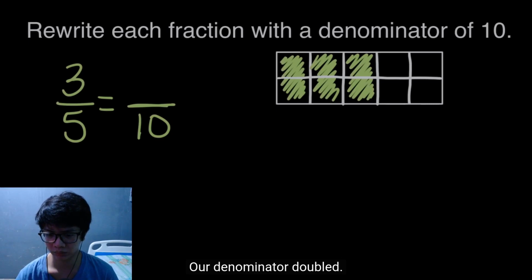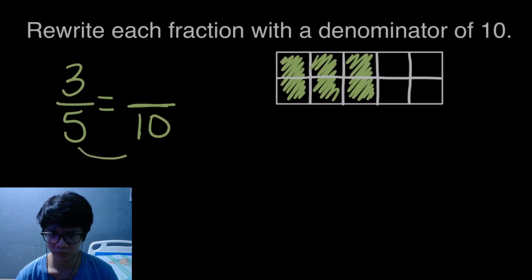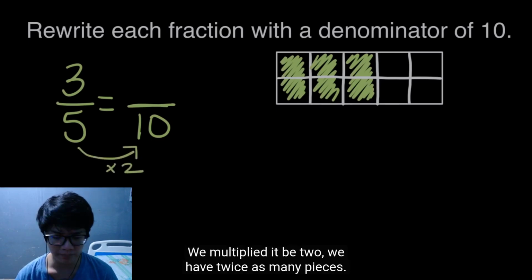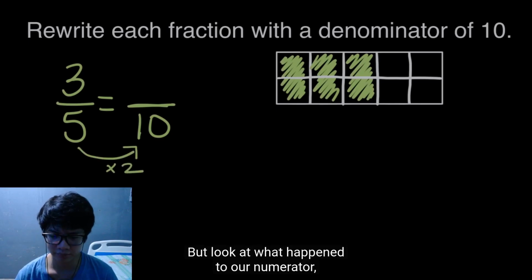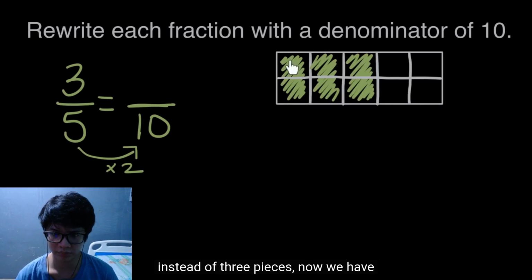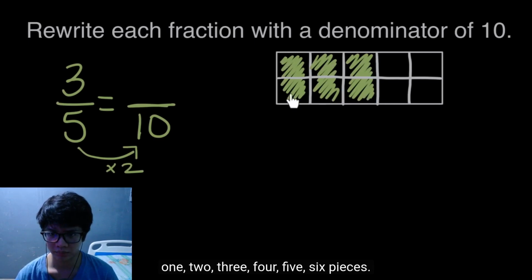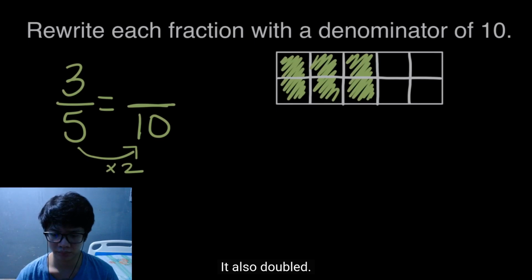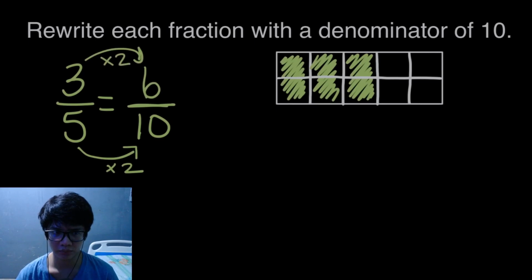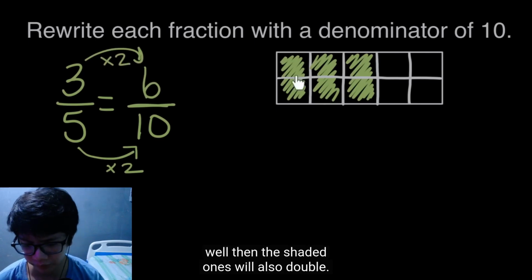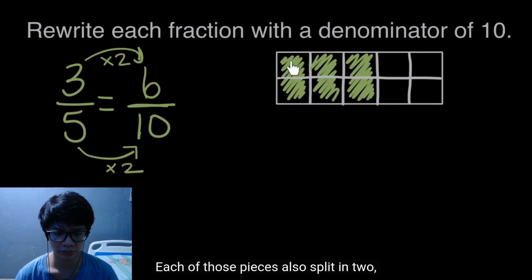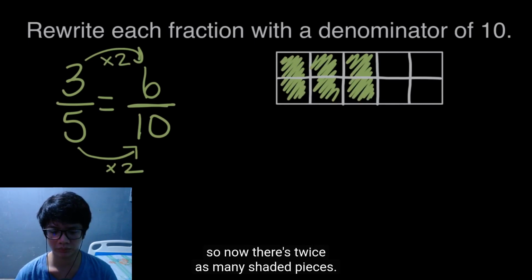So our denominator doubled. We multiplied it by 2. We have twice as many pieces. But look at what happened to our numerator. Instead of 3 pieces, now we have 1, 2, 3, 4, 5, 6 pieces. It also doubled. It also was multiplied by 2. Because if we double all of the pieces, then the shaded ones will also double. Each of those pieces also split in two, so now there are twice as many shaded pieces.